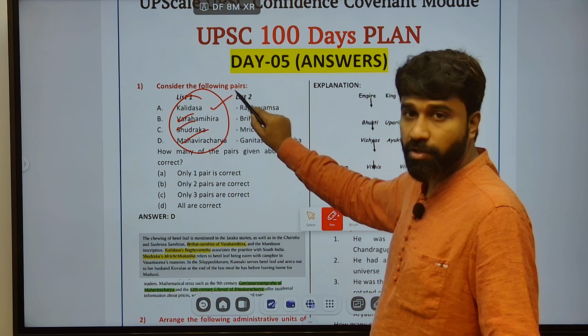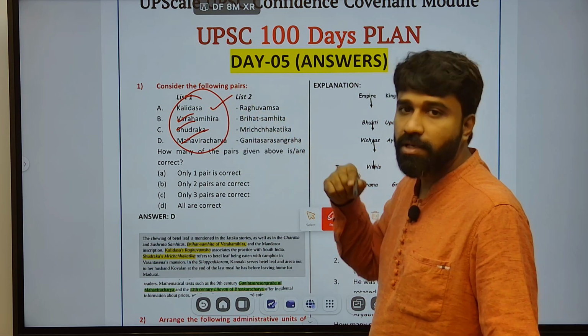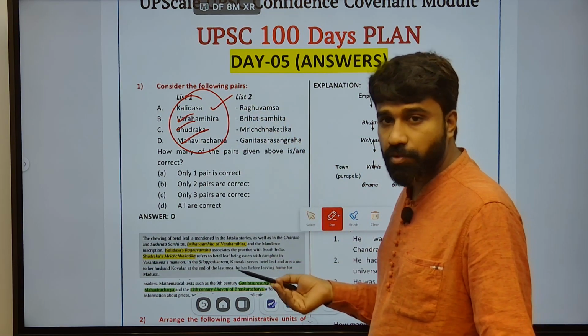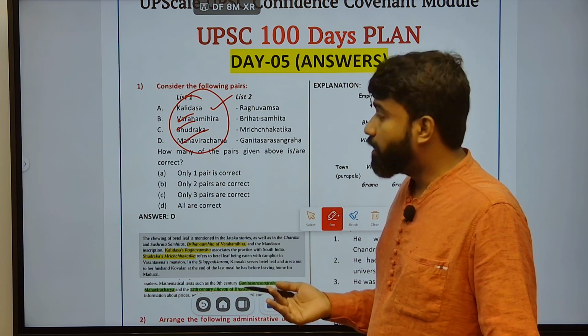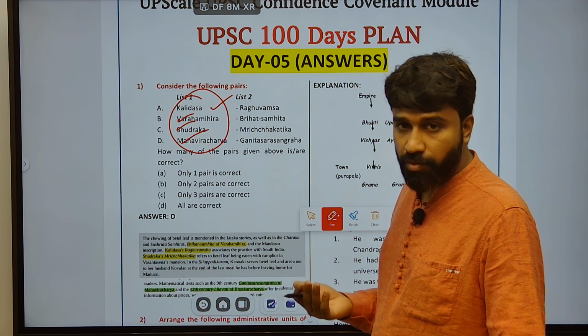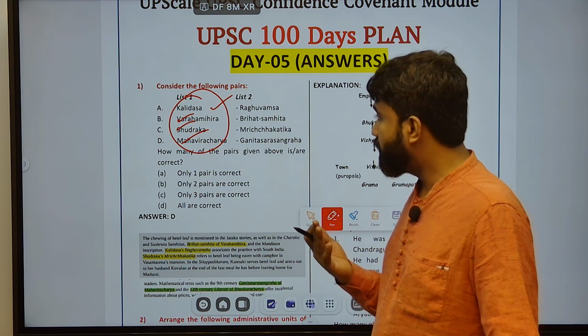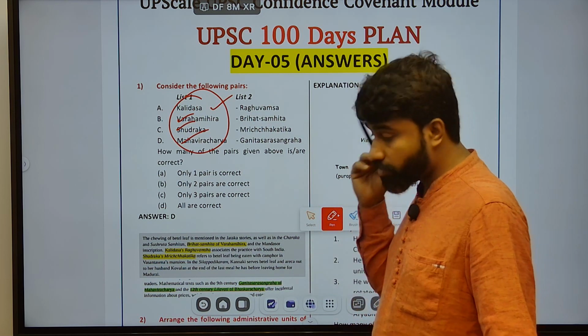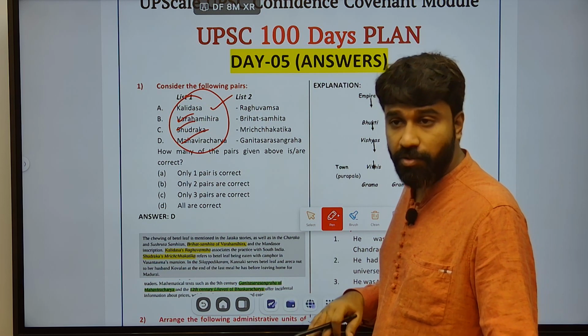Kalidasa wrote not only Raghuvamsha but also Vikramorvashiyam, Malavikagnimitram, Abhijnana Shakuntalam, Rutusamharam, and there were many other writings by Kalidasa. Those three writings I had told about initially, Abhijnana Shakuntalam, Vikramorvashiyam, were the dramatics, actually related to drama.